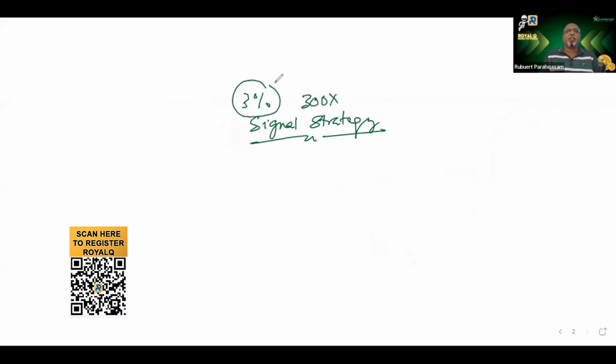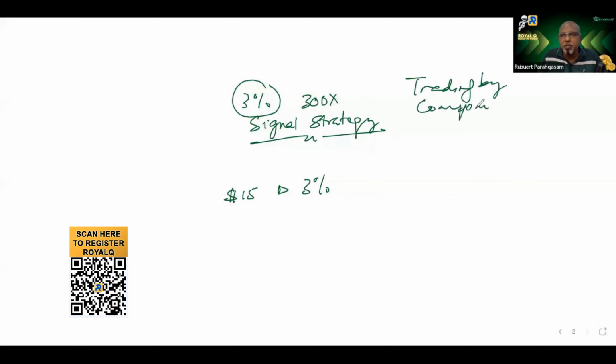3% is the target profit. We are going to start with as low as $15. Now, this is actually trading by compounding. This strategy is trading by compounding. That's the whole idea, trading by compounding.